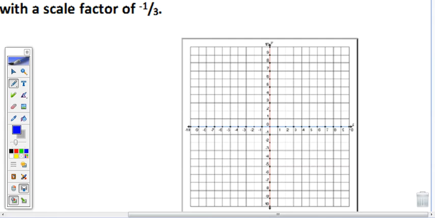FGH, what are the coordinates of F first? I don't have them up there. 3, 6. I'm going to go right 3 and up 6. Okay, this is F. What's G? 3, -3. Good. So right 3 down 3. And what's H? 6, 6. Right 6 up 6.